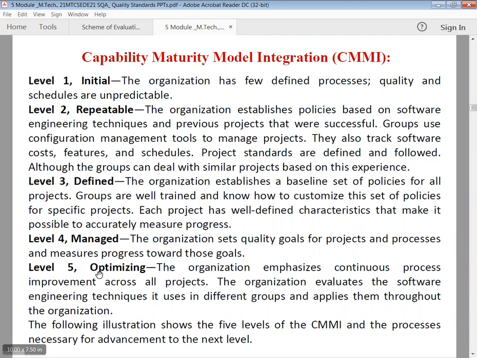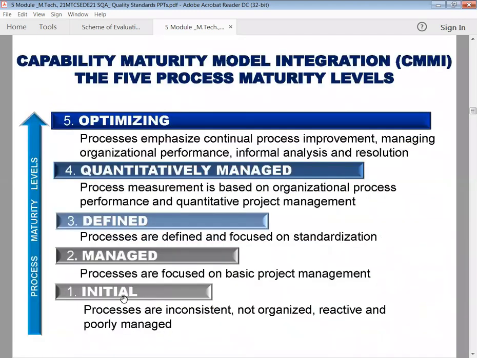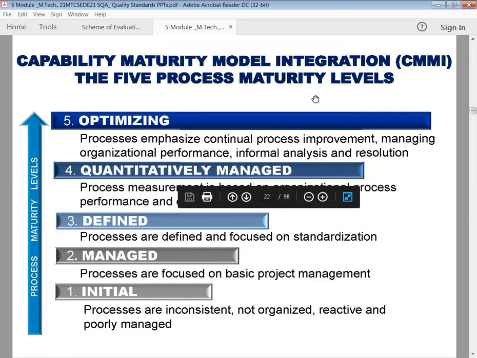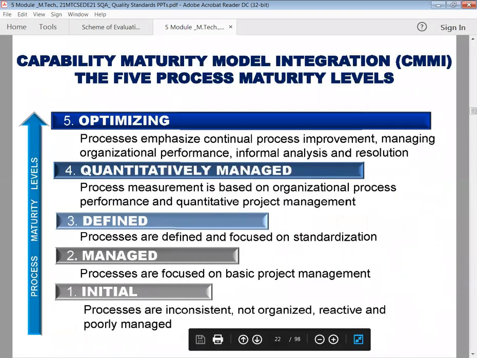And automatically it improves the software project development. So based on the CMMI model, the Capability Maturity Model Integration, the five process maturity levels are clearly stated. So we have process maturity and levels. The levels are: first, initial; second, managed; third, defined; fourth, quantitatively managed; fifth, optimizing.